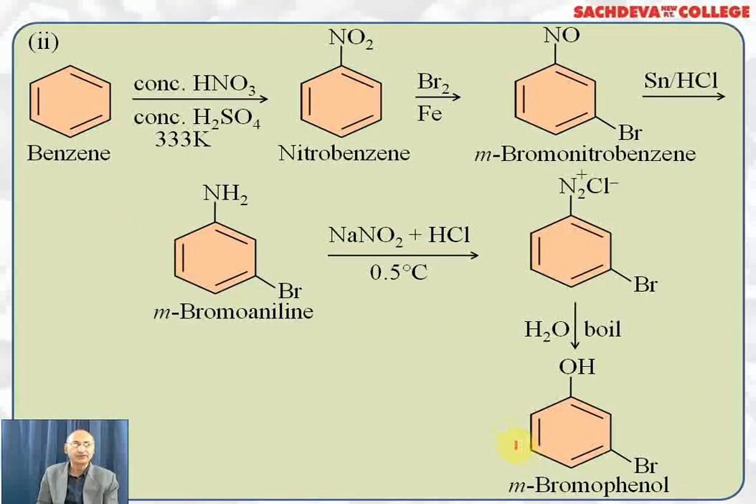Benzene to meta-bromophenol. First step is to introduce a meta-directing group, the nitro group, by nitrating mixture, nitric acid and sulfuric acid. Temperature is important, 333 Kelvin. We are carrying out bromination in presence of Br2 and Fe. It will give FeBr3 by reaction, which will generate Br positive as electrophile. We will get meta-bromonitrobenzene. On reduction, it will give meta-bromoaniline. On diazotization, we will get meta-bromobenzene diazonium chloride. And when we boil with water, we get meta-bromophenol.